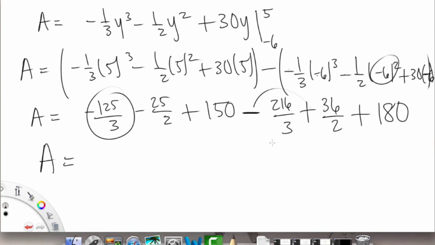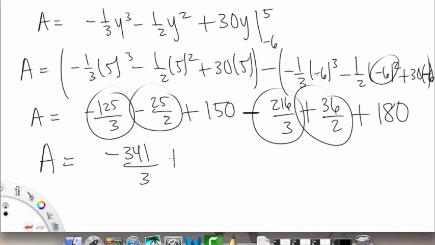Okay, so when we add stuff, we're going to combine the things over 3. So this negative 125 and negative 216, that's going to be negative 341 over 3. Now let's combine the 2 stuff. So we'll get plus 11 over 2, right? And then this last one, when we combine those, we just get 330 over 1, okay? So this is going to turn out to be, yes, we are going to have to get yucky common denominators, but it's going to turn out all right.